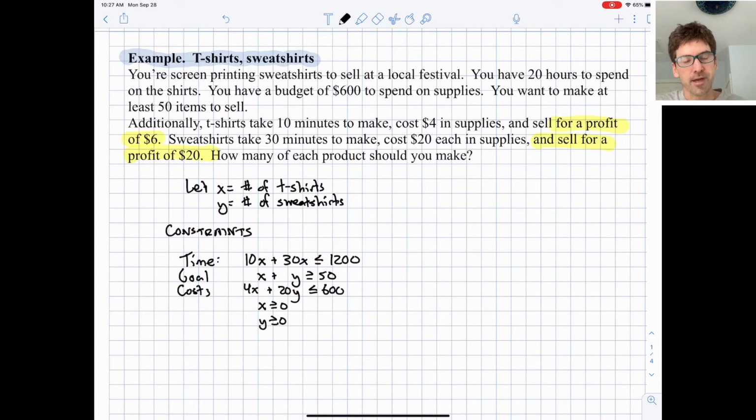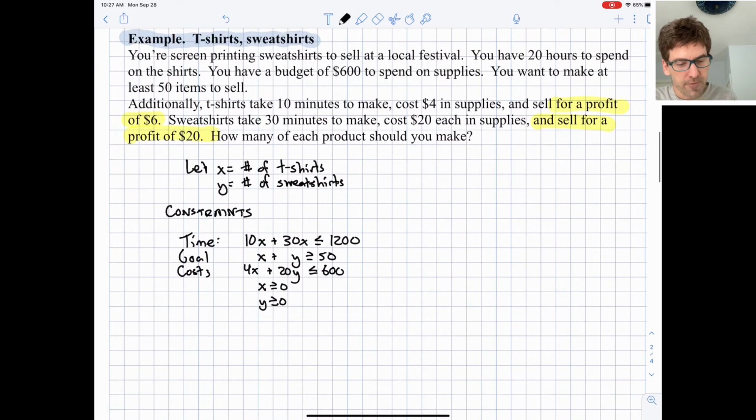What we're going to do is graph that up on a graph. First, what I'm going to do though is simplify some of our inequalities. We can divide left and right sides there by 10, and we get x plus 3y is less than or equal to 120. And we can do the same thing with this constraint as well. Divide left and right by 4, and we get x plus 5y is less than or equal to 150. That's going to really simplify things.